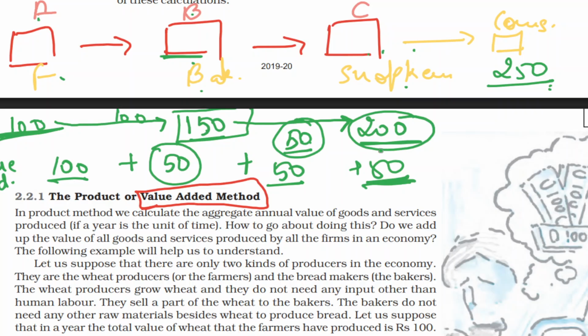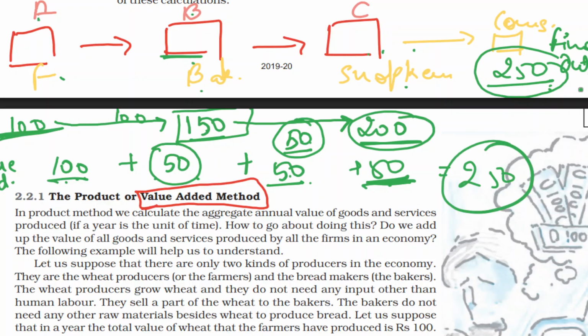Now there are two ways to calculate the national income. Either we calculate this 250 rupees as the final output which a consumer is getting, or we add the value which is added at every step. Like if I add 100, 150, 200 and 250, so value added is also 250 and the final output is also 250.